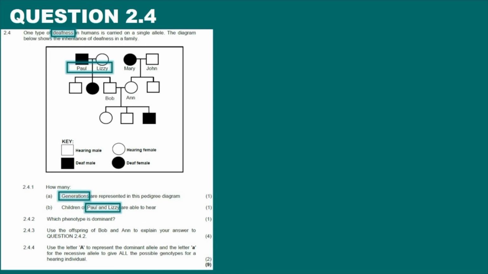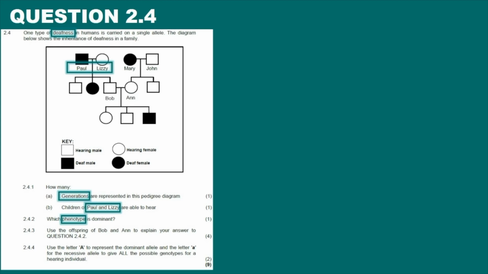Then they ask which phenotype is dominant. Here you will have to look at how the gene or the allele is inherited by the offspring for you to determine which allele is dominant. And this can be quite tricky.